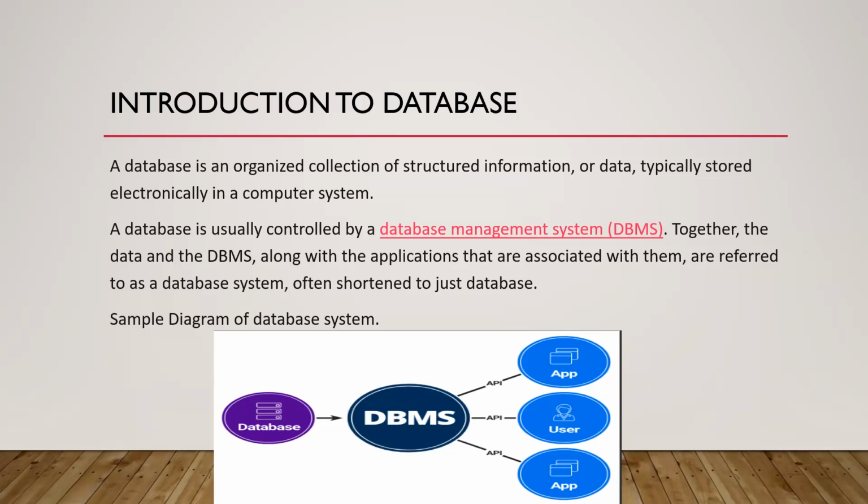Together, the database and DBMS, along with the applications associated with them, are referred to as a database system. So when we're talking about a database system, we're talking about a combination of the database, the DBMS, and the application users, which are connected by either an API or data links or anything else, but it's a complete system as shown in the picture below. That is a database. This is a DBMS, which is software used to control the database. And these are the application users and applications which are used to connect to the DBMS in order to access the data.